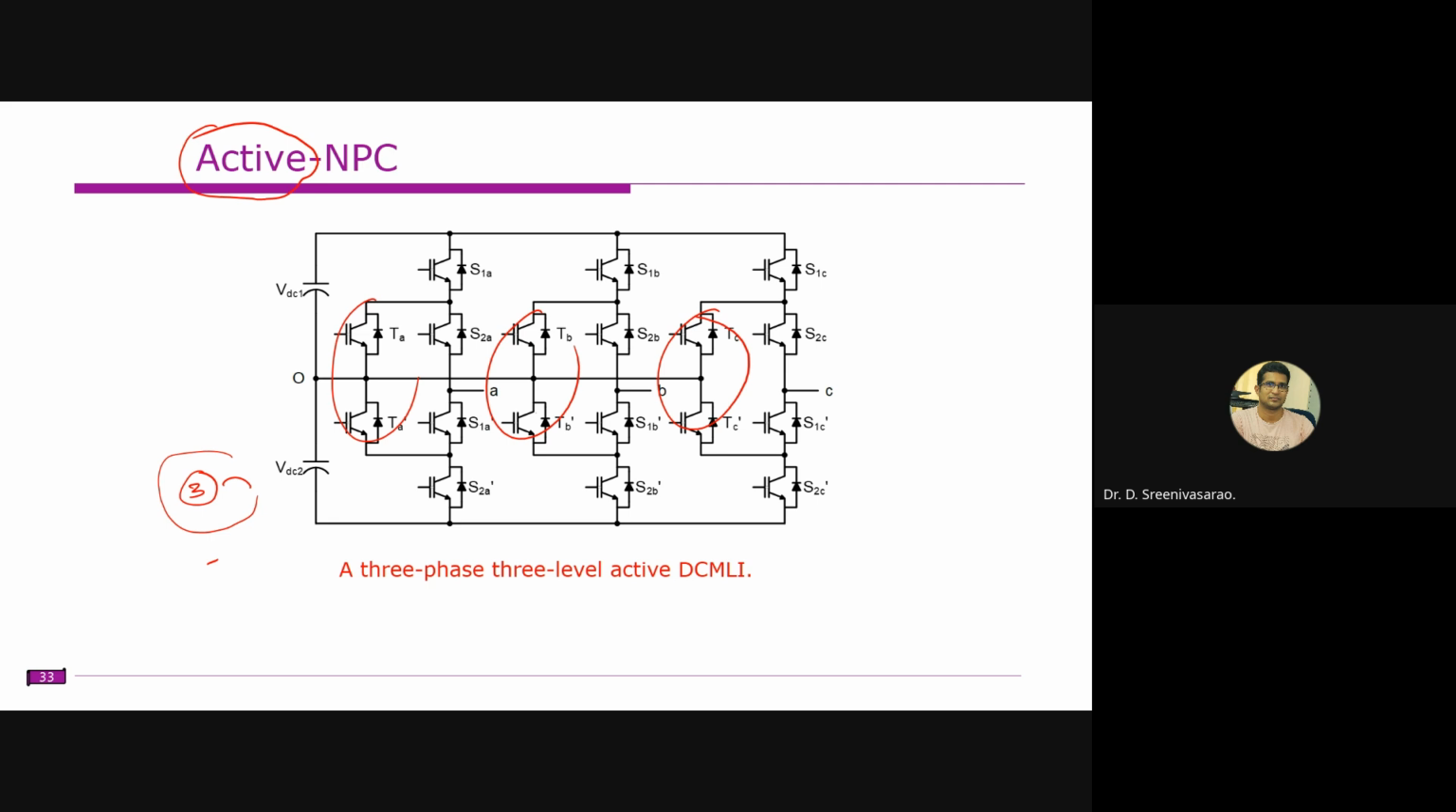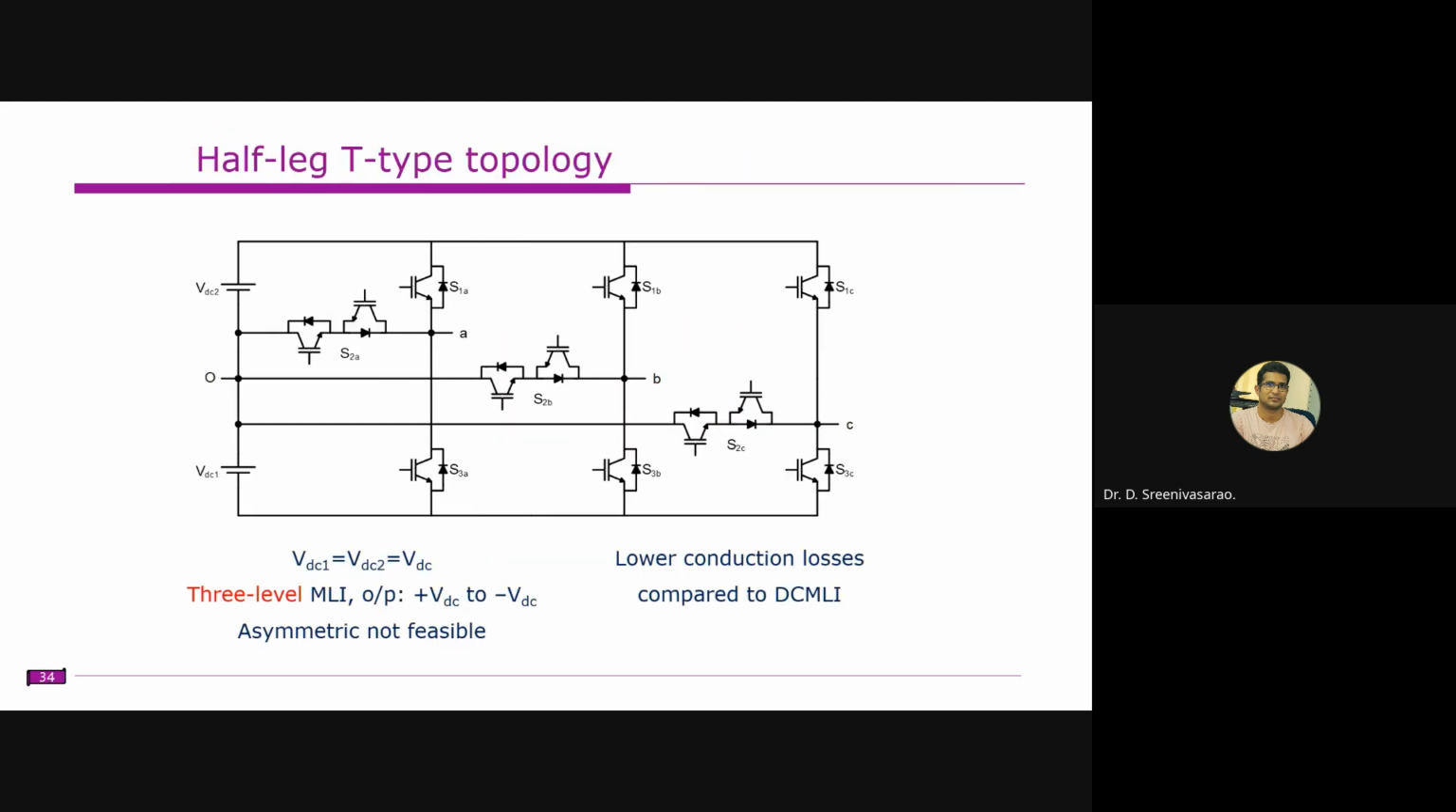We have other options as well. We have one more option, which is derived from the neutral point clamp but is popularly known as the T-type converter. This one is very popular nowadays for 3-level applications.